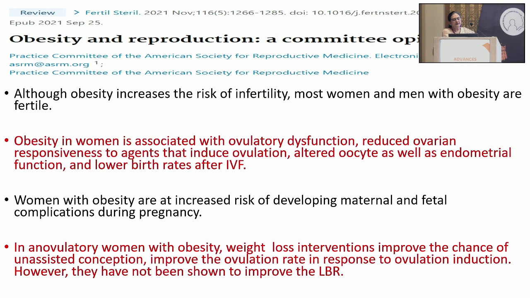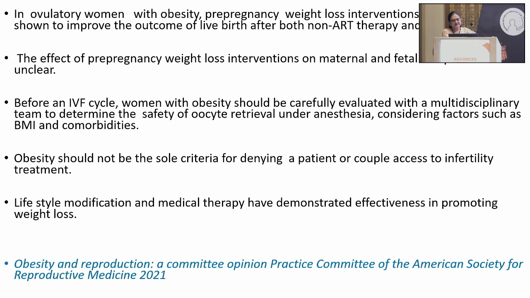Now this is the one guideline which is recent, the 2021 ASRM practice guidelines. They say obesity in women is associated with ovulatory dysfunction, reduced ovarian responsiveness to agents that induce ovulation, altered oocyte as well as endometrial function, and lower birth rates. And in anovulatory women with obesity, weight loss interventions improve the chance of unassisted conception and improve the chance of ovulation in response to ovulation induction, but they have not been shown to increase the live birth rate. And the effect of pre-pregnancy weight loss interventions on maternal and fetal complications is unclear. So the effect of lifestyle interventions on live birth rate is not clear.